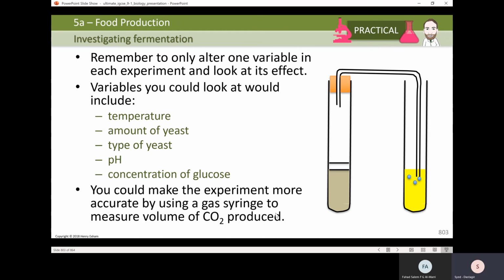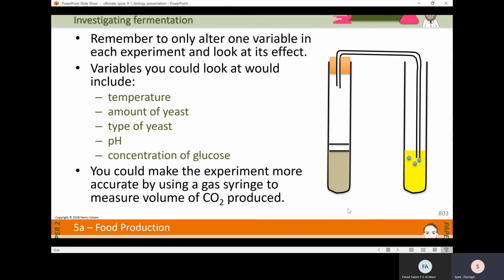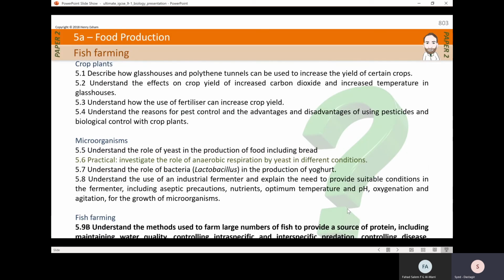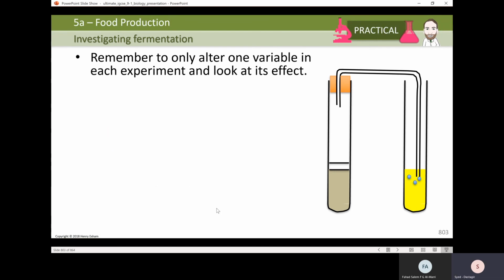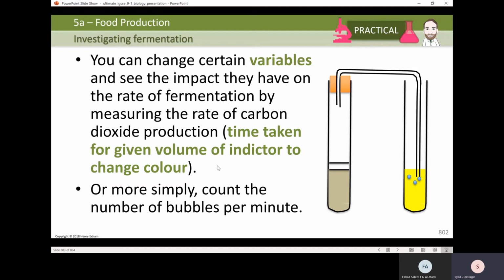We could also do the experiment more accurately using a gas syringe to measure the volume of CO2 produced. Okay, so that is fermentation. All we need to do is measure the rate, either count the number of bubbles per minute produced or see how long the color of the hydrogencarbonate indicator takes to change.